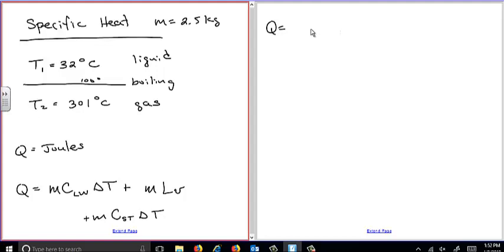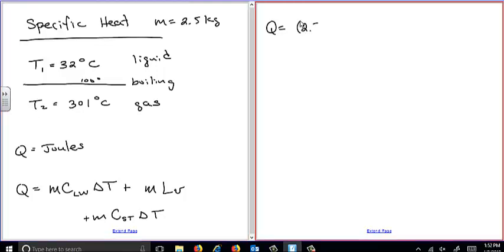So in our case, we have 2.5 kilograms. Again, I'll give you the specific heat of water, which turns out to be 4186 joules per kilogram Kelvin. And the temperature difference is 100, which is the boiling point, minus 32 degrees C. It's not 32 degrees Fahrenheit, it's degrees C. So that's to heat the water up from 32 to 100.